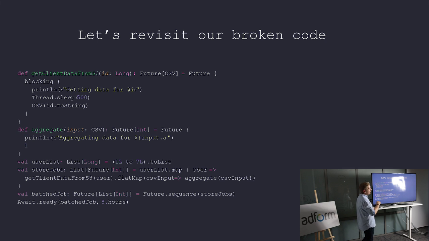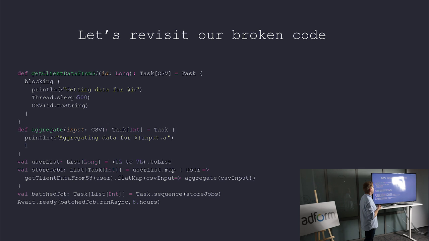And now let's try to move to Task, right? So this is everything we need to do to move to Task. Just change the signature, and here add runAsync. That's it. And this fixes our code. Now it will work.